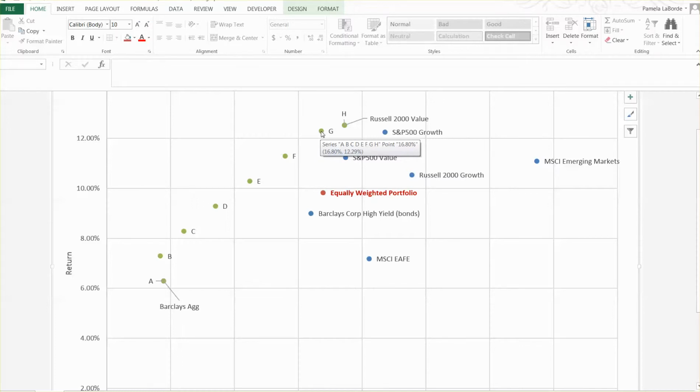9.29% in terms of return, not expected return, but risk of 16.8%, which is, gosh, twice as much as point D's risk. So B through H are what I call dominant dots because there aren't any better points. But if I look at point A, which is putting 100% of your money in the Barclays aggregate, it's not a dominant point because B would have done better. It would have generated higher return with slightly less risk.